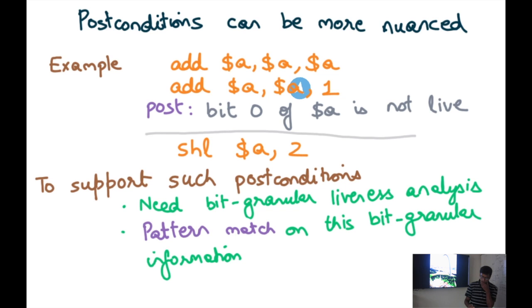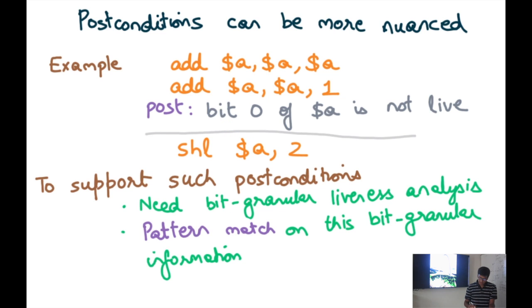Here's another example. So just like we said that a register is not live, maybe a post condition says that the 0th bit of the register is not live. And so here's a Peephole optimization rule that is correct only if we are sure that bit 0 of the register A is not live. The reason I put up this example is because I just want to say that in general you can make the post condition arbitrarily more complicated. In this example, I'm just going from liveness of whole registers to liveness of single bits within registers.